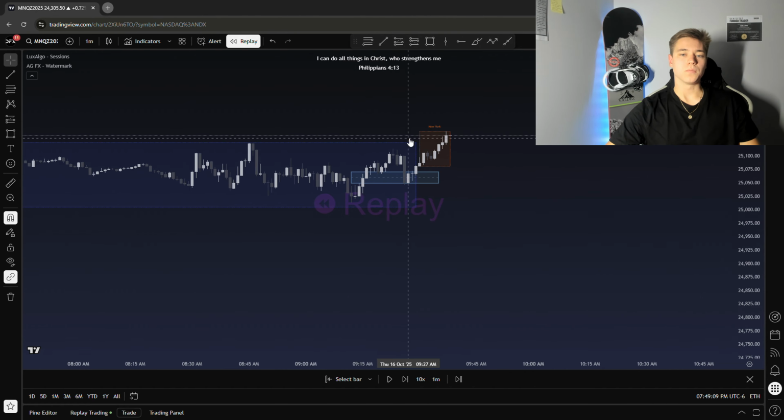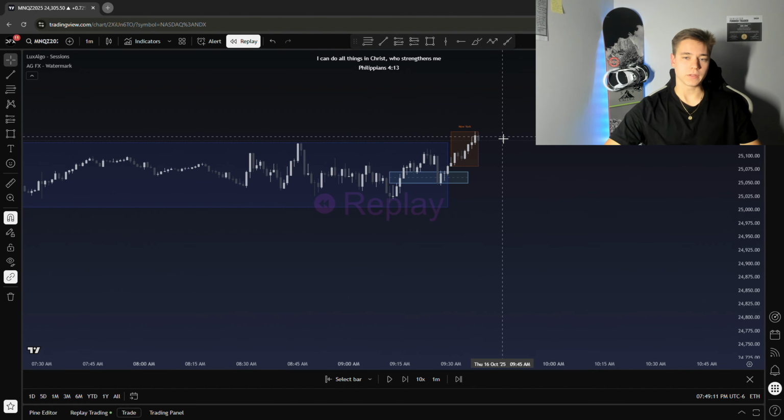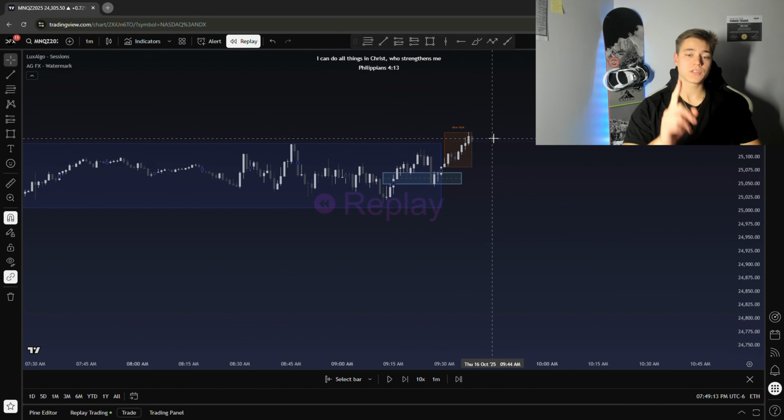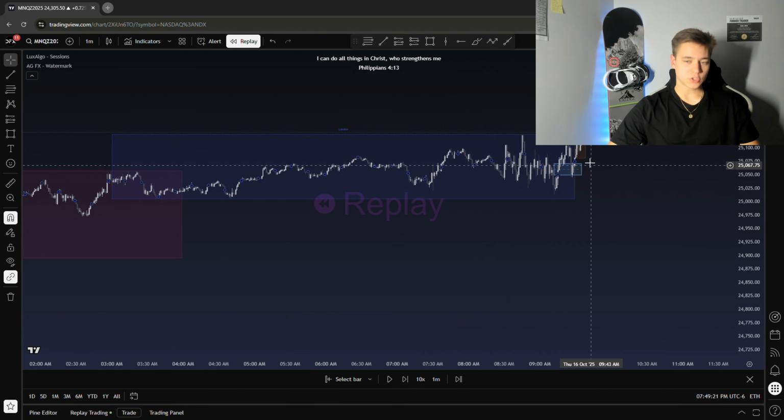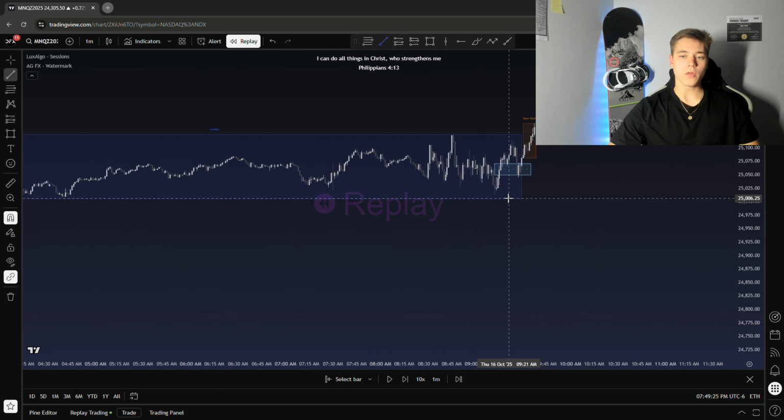Kind of chop around, boom, just like that. All right, this is already perfect. Okay, now we got the second thing that we wanted. Now is going to be finding the entry point for us to make that move lower. All right, so we got the draws on liquidity. That was that first draw on liquidity. Now we kind of have to mark out where our other draws on liquidity are.